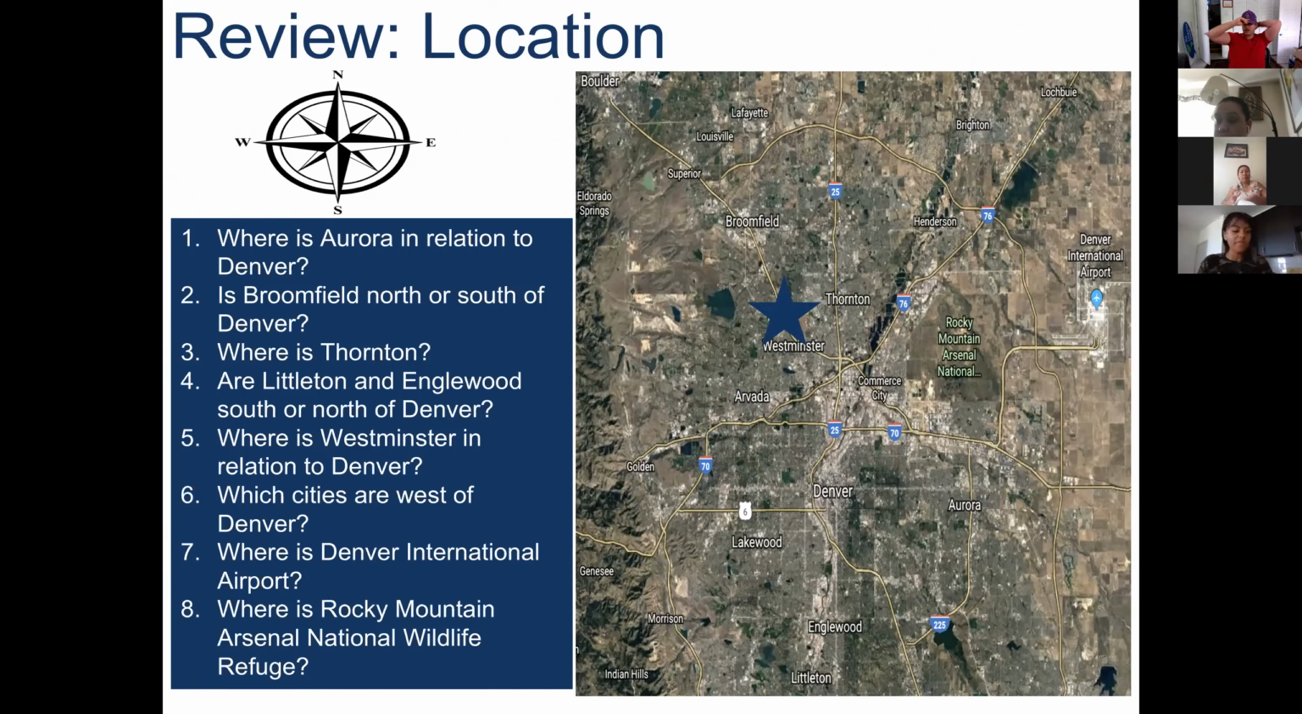Awesome. All right, so let's take a look at this map. Where is Aurora in relation to Denver? Aurora is east. Aurora from Denver or to Denver? East of Denver. Okay. All right.